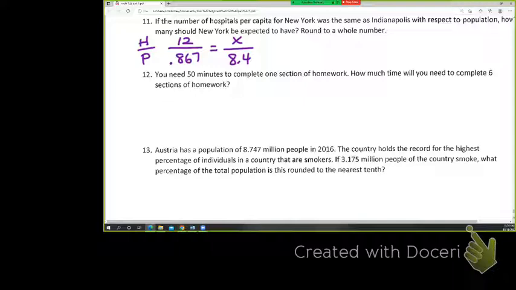How many does New York actually have? They actually only have 62. And if I was asked to write a sentence, I would say, if the number of hospitals were proportional with respect to population, New York would be expected to have 116 hospitals.